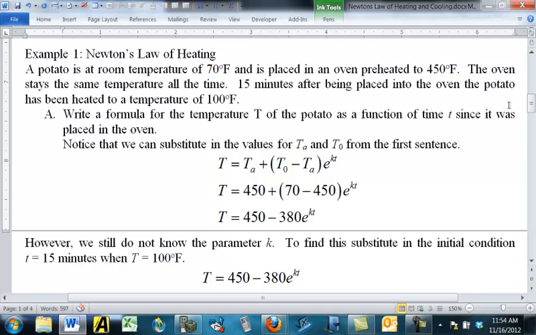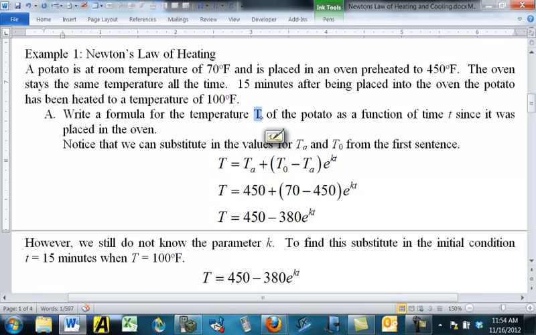So let's look at a Newton's law of heating example. A potato is at room temperature, let's say that's 70 degrees Fahrenheit. It's placed in an oven that's preheated to 450 degrees Fahrenheit. The oven stays at the same temperature all the time. So 15 minutes after being placed into the oven, the potato has been heated to a temperature of 100 degrees.